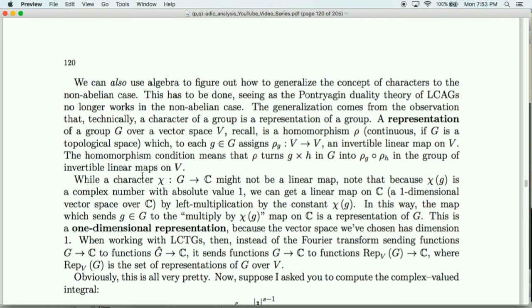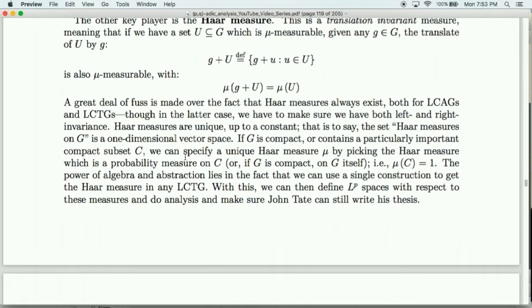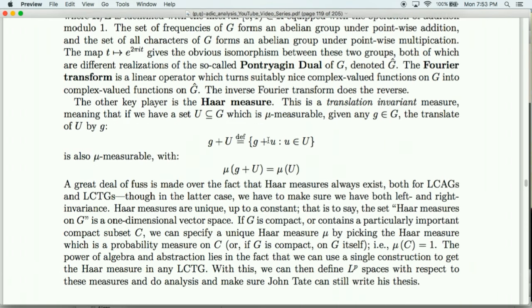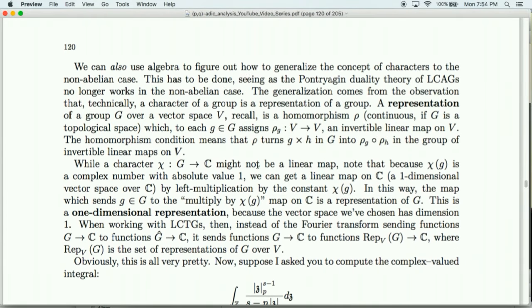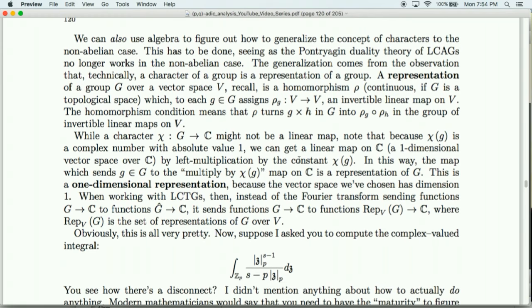So while a character chi might not be a linear map, note that because chi of g is some complex number with absolute value 1, we can use it to create a linear map by left multiplication. In other words, given an element g of our group, we can associate it to the map on the complex numbers which multiplies everything by the number chi of g. This is a one-dimensional representation because the vector space we've chosen, C, has dimension 1.